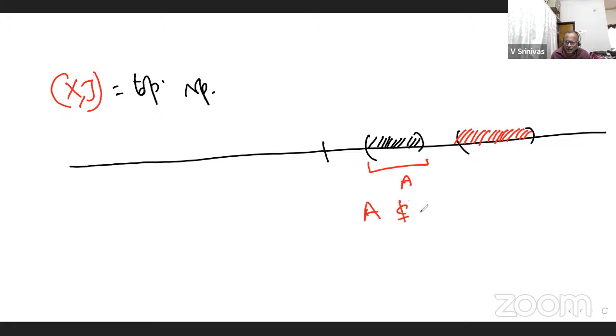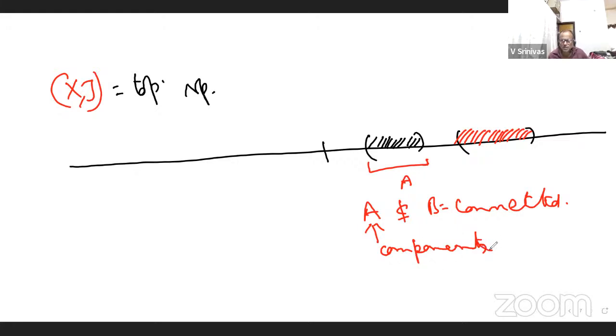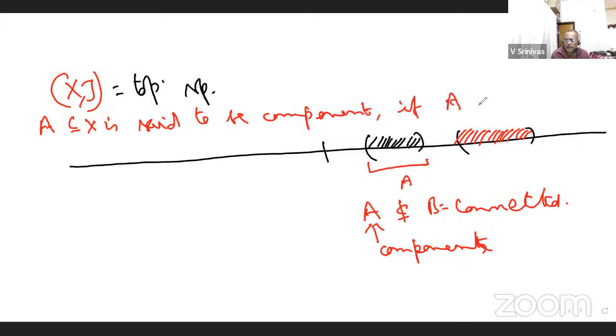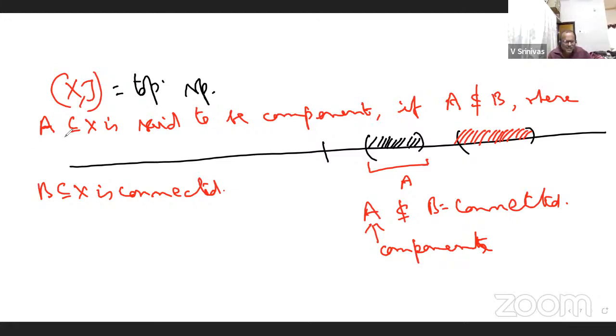If A is not contained in any other B where B is connected, then we say such a connected space capital A is a component. It means it is the largest in size. A subset capital A of X is said to be a component if A is not contained in any B where B contained in X is connected. Means with respect to connectedness, it is largest in size.